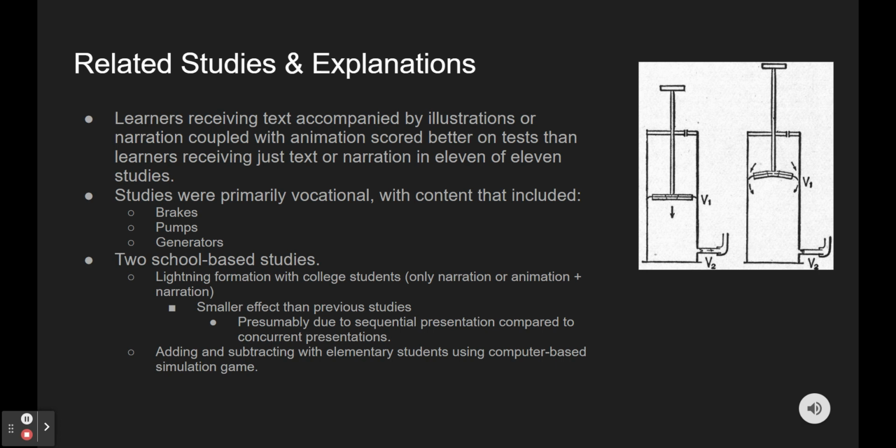One was on how lightning forms, and this was done with college students. This did result in a smaller effect than previous studies, presumably due to how it was presented sequentially compared to concurrently in the diagrams for the vocational learners. The next was for elementary students learning how to add and subtract. They utilized a computer-based simulation game, and this showed greater benefits than simply learning from a textbook alone.